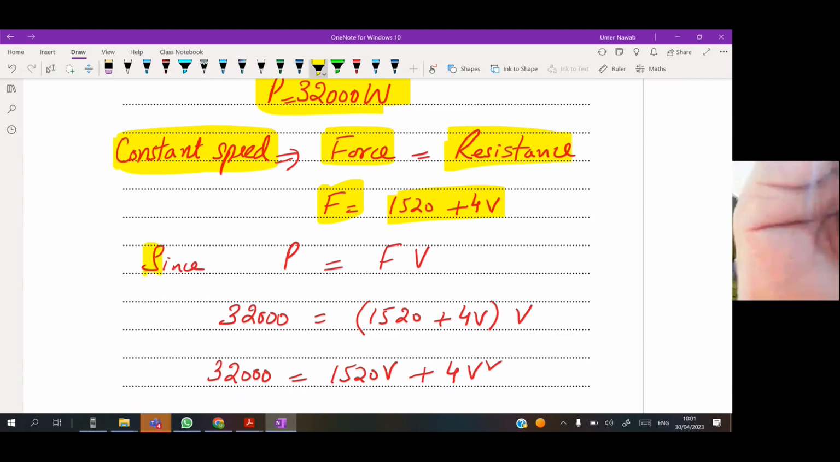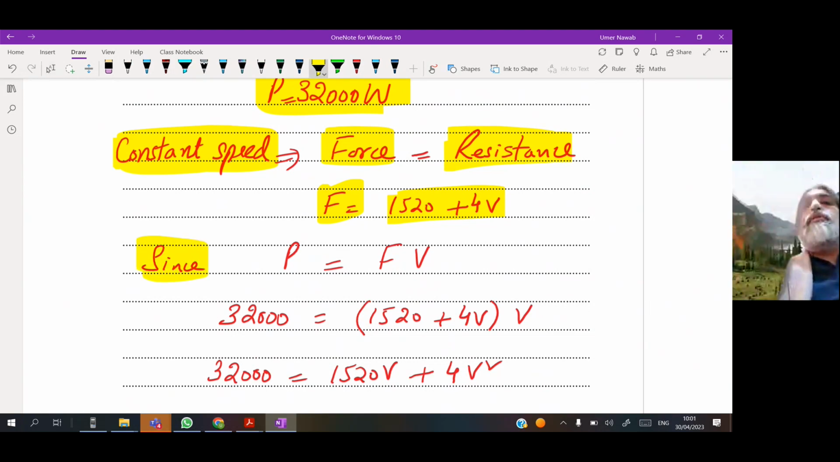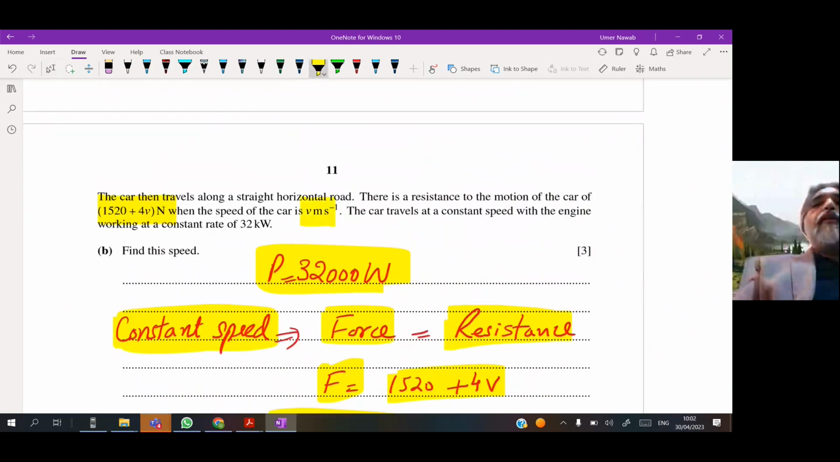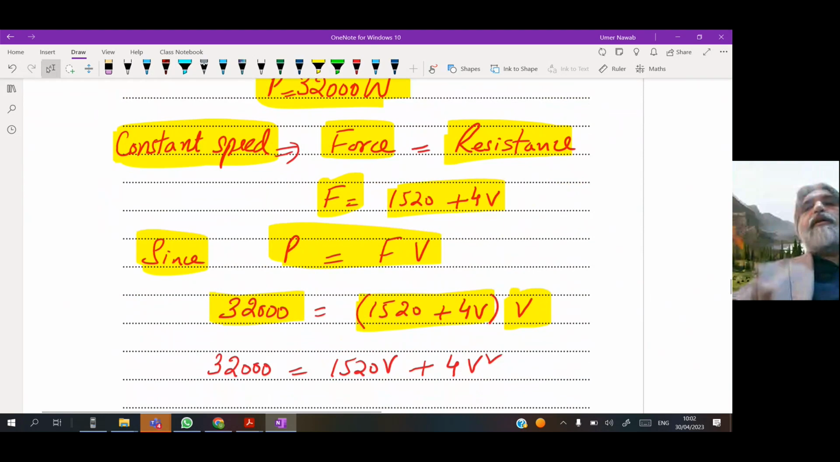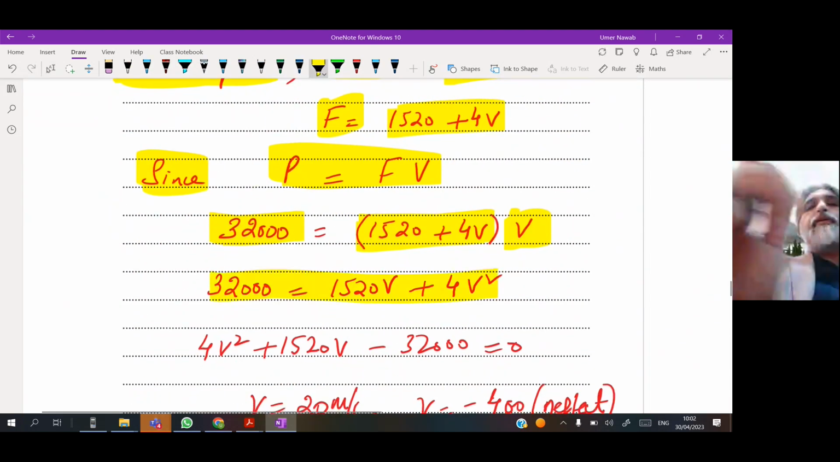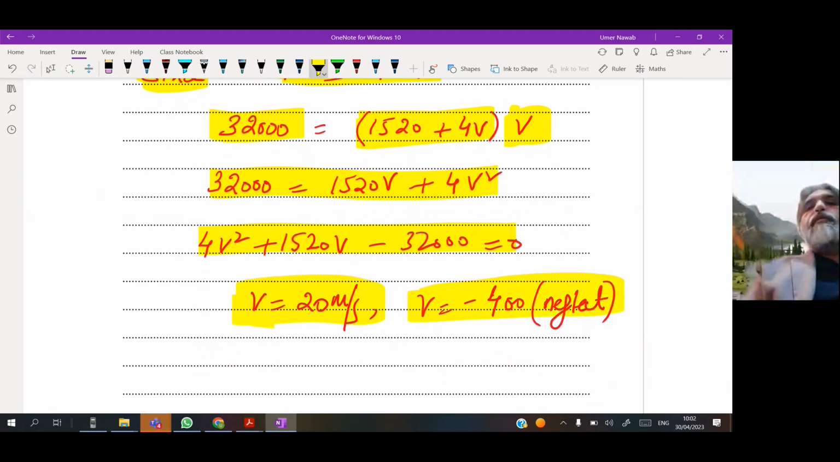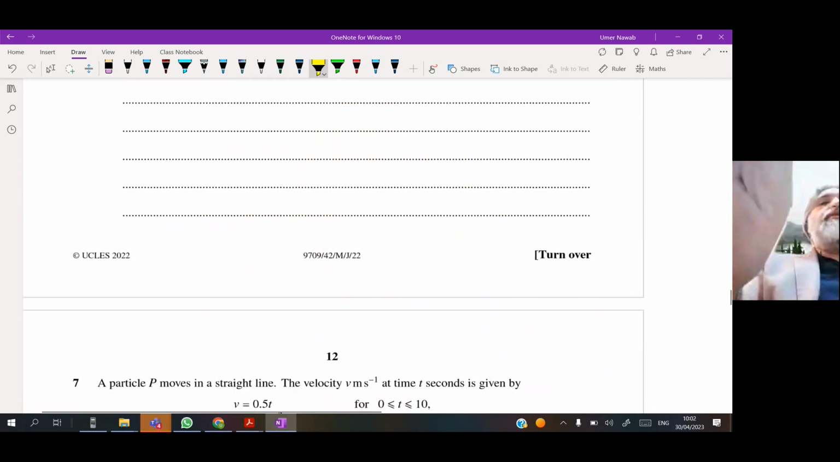Since P is equal to FV, power is equal to 32,000, and force is equal to the resistance. I put it over here, and the body is moving with the speed of V, as mentioned over here. Now, I'm just relying on the power formula and substituting everything. It turns into a quadratic equation in V. It will give me two answers. The negative answer is rejected, as speed cannot be negative. So V is equal to 20 meters per second.